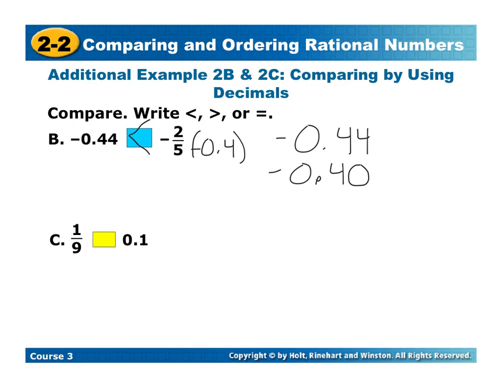Alright, 1/9, same type of thing. This is going to be 0.1 repeating, whereas the other one is just 0.1 or 1/10. So if I compare 0.1 repeating to 1/10 or 10 hundredths, 1/9 is going to be slightly greater than 1/10.